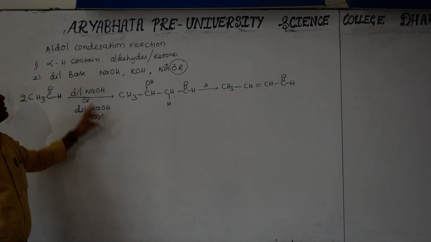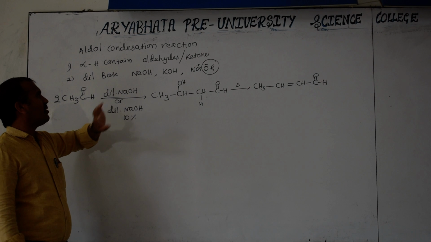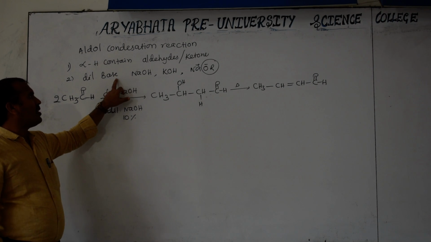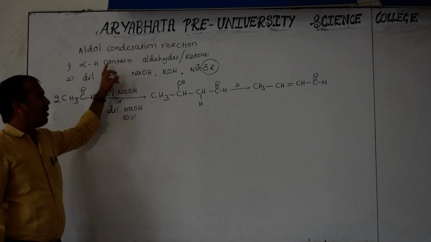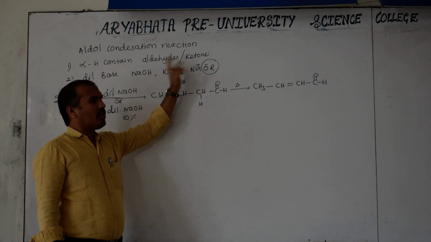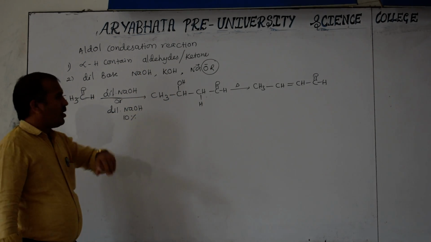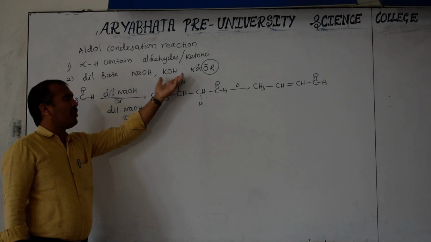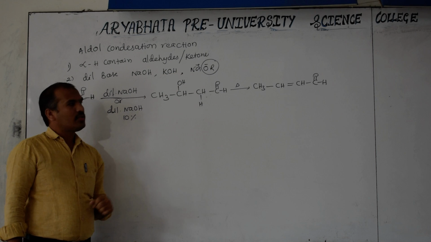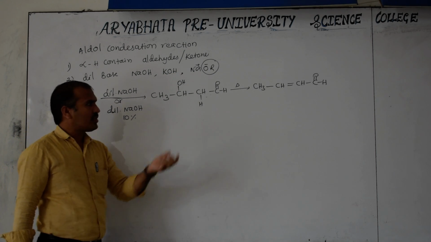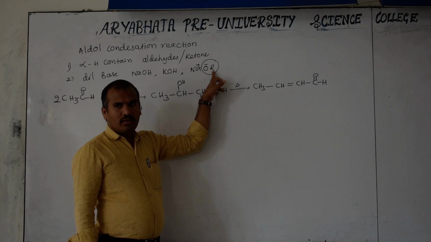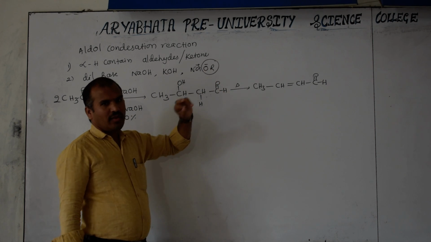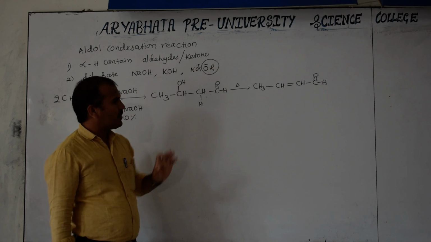In the last class, I discussed the aldol condensation reaction. So, what are the conditions required for this reaction? One is an aldehyde or ketone containing alpha hydrogen, any one, not both. And the second condition is a dilute base. You can take NaOH, KOH, or a sodium alkoxide. If R is a methyl group, then it is methoxide. If you put ethyl, then it is ethoxide.